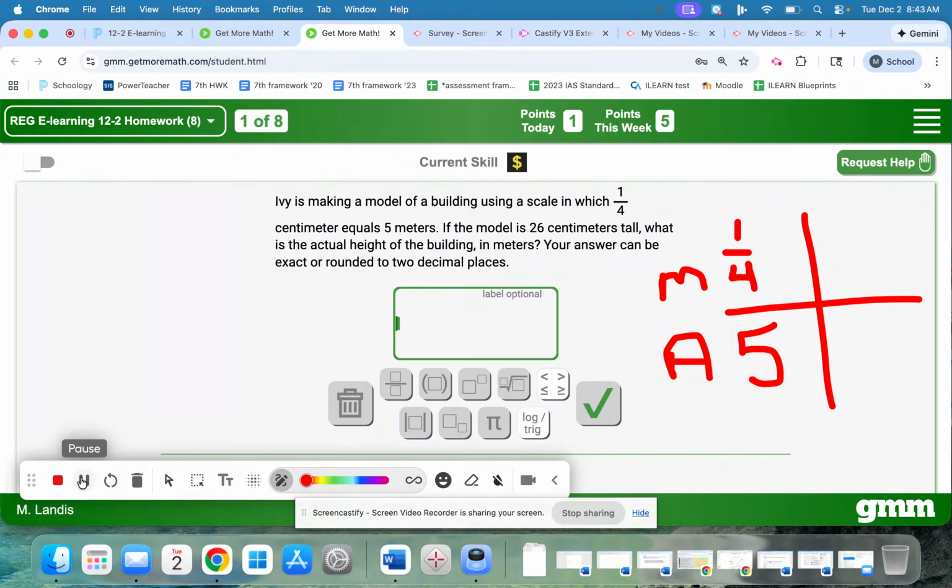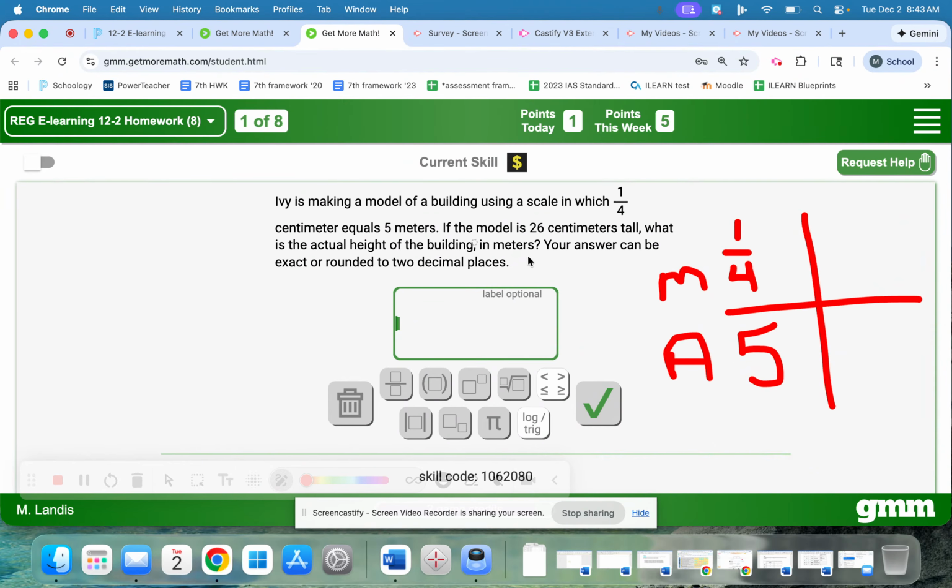Okay, next problem. Ivy's making a model of a building using a scale where 1/4 centimeter is equal to 5 meters. So 1/4 centimeter, 5 meters. Model to, I went with actual instead of real life. If the model is 26 centimeters tall, so we're going to put that up here. You won't have any on here like we did yesterday where Big Ideas tried to trick us. They went from, what was it, I think, feet to yards or something like that when we tried to price the carpet on number 10.